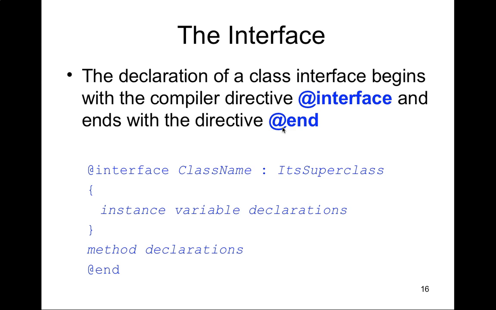Think of this like the opening and closing brackets of a function. It has to start, it has to end. If you put something past the end, you're going to get a compiler error. It's not going to compile for you. So here's the interface, the class name, calling it superclass. Instance variables are declared, and remember I said instance variables are inside of the opening and closing brackets. Everything else is outside.